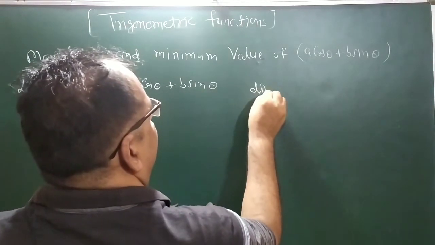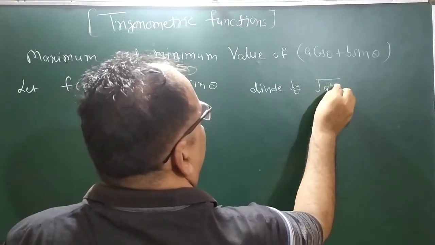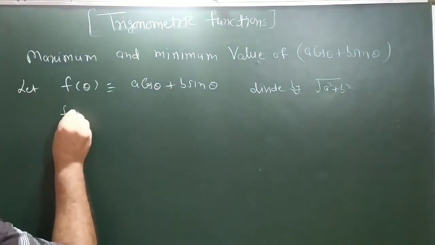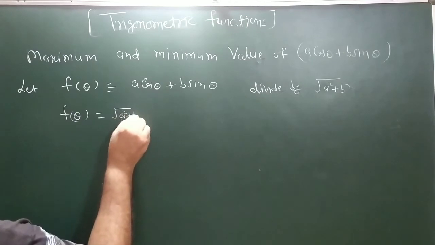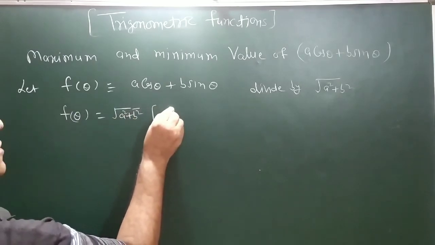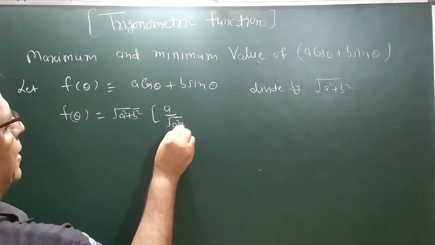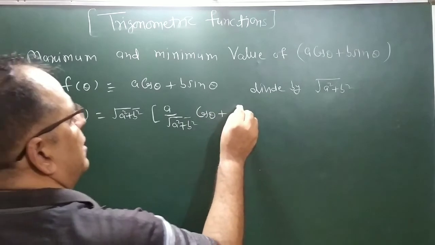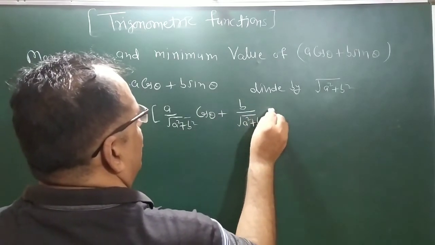Divide and multiply by the square root of a square plus b square. So now this becomes f of theta equal to under root of a square plus b square. Inside the bracket, this becomes a upon under root a square plus b square cos theta plus b upon under root of a square plus b square sin theta.